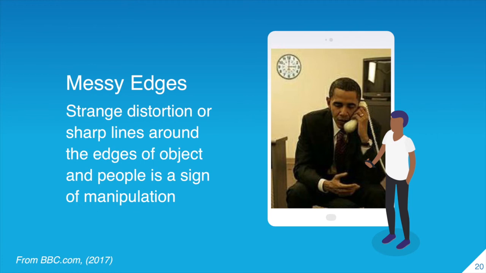The next thing to look for are messy edges. So any kind of strange distortion or extremely sharp lines around the edges of objects and people can be a sign of photo manipulation. On the picture on the left here, we see that if you look at the clock, around the clock we have these kind of strange JPEG artifacts, that wavy sort of line, and you'll also see the same wavy line around Obama's head. This gives us an idea that these two subjects have been cropped out of another photo and placed into this photo. We don't see the same kind of distortion around the TV, for example. So this is a clear indication that this photo has been altered in some way.